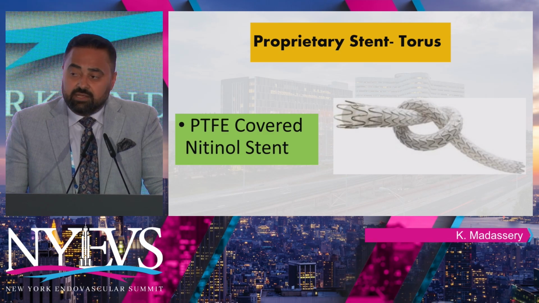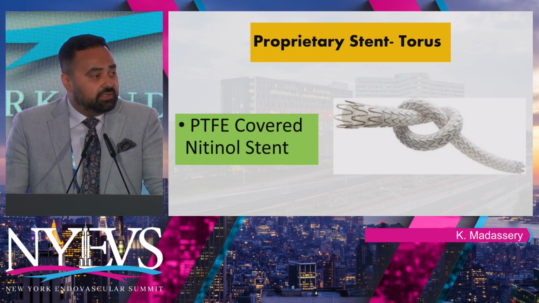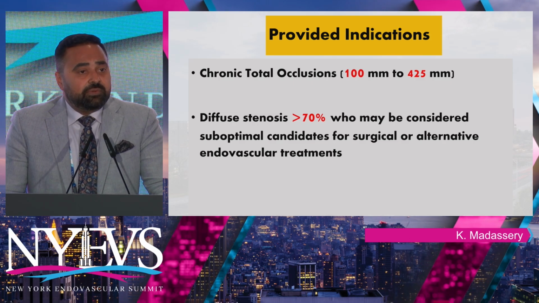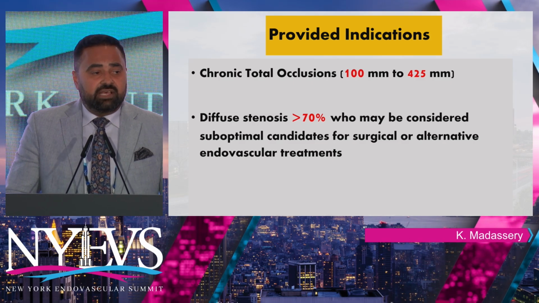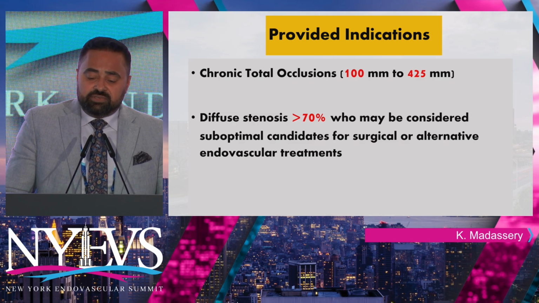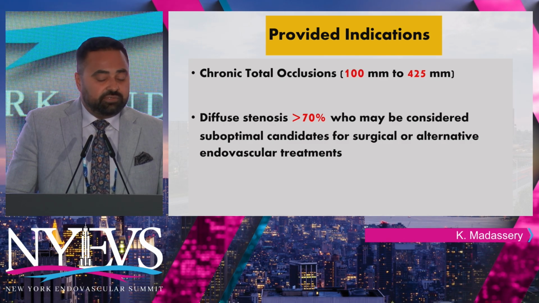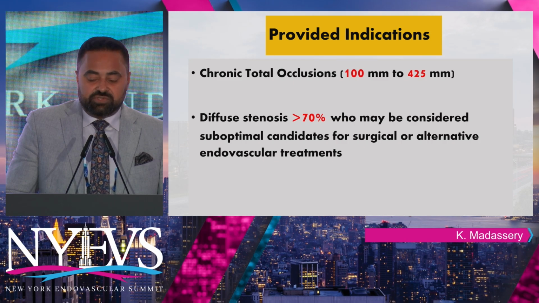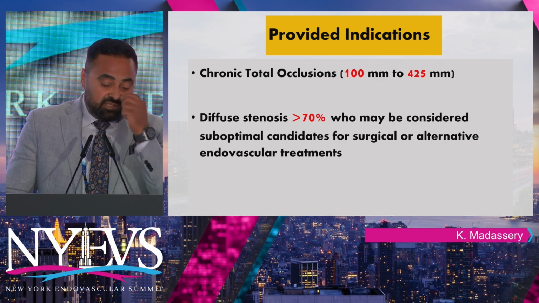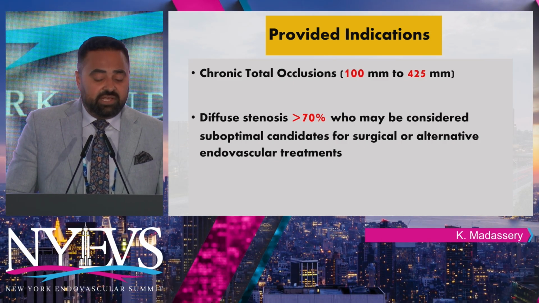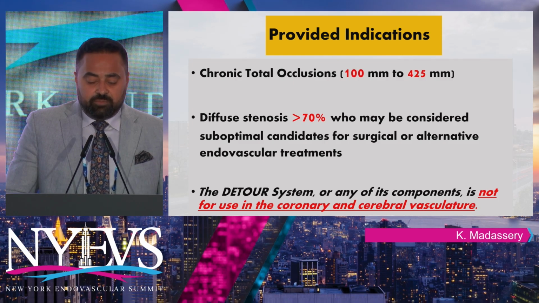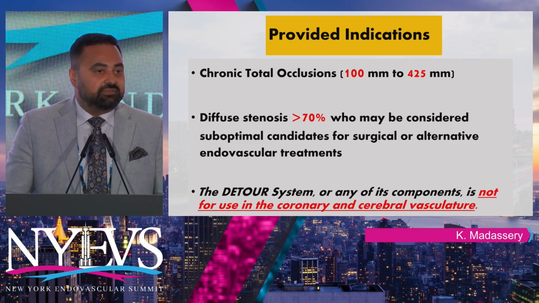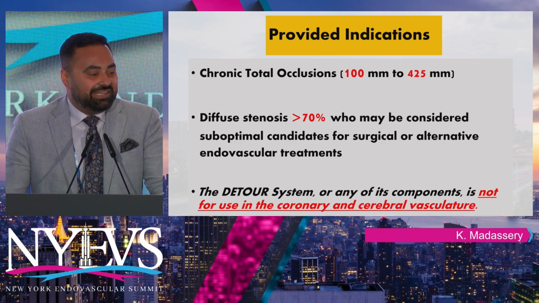It's a self-expanding PTFE covered nitinol stent, similar to ones that we use in other scenarios. The indications from the company, and thank you Endologix for some of the slides on the data and stuff like that, for CTOs ranging from 10 centimeters to about 43, also for patients who have diffuse severe stenosis that may be suboptimal candidates for surgical alternative endovascular. More to think about that. And for PK, you cannot use this in the cerebral or coronary vasculature. So they put that there specifically for Sinai, yeah.